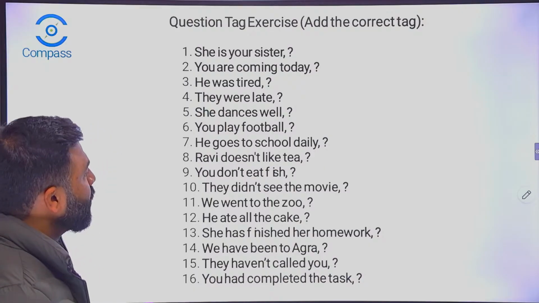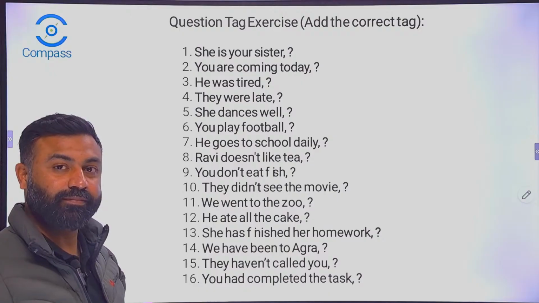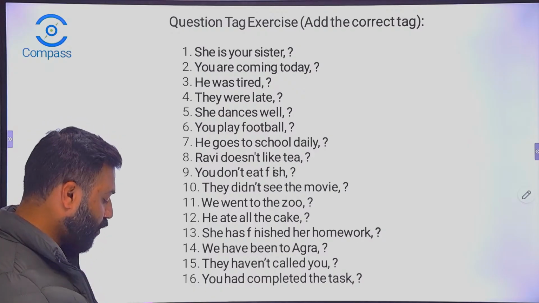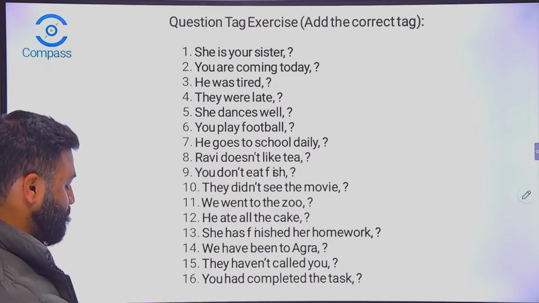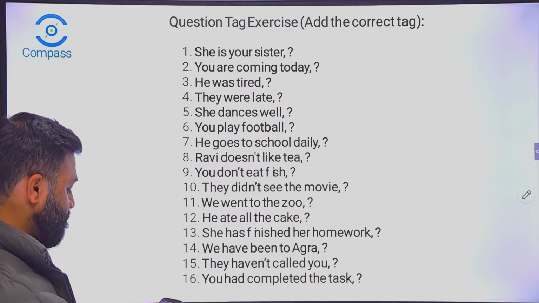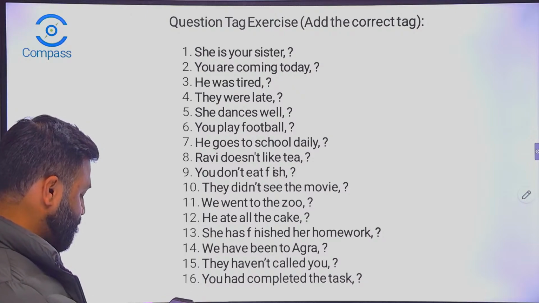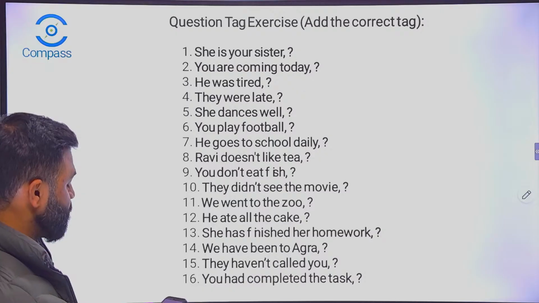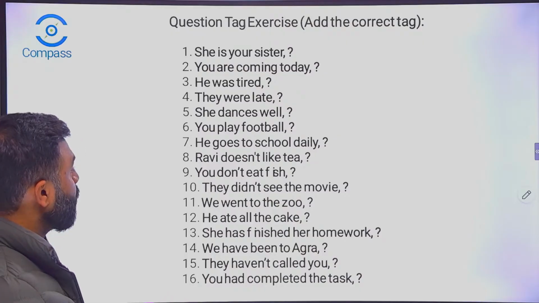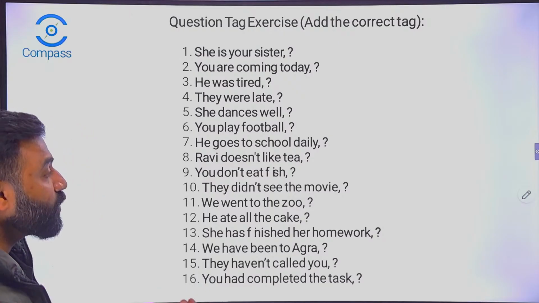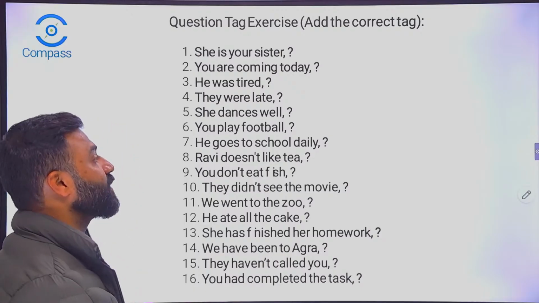All right. He goes to school daily. Come on, let's do it. He goes to school daily. So he goes to school daily. I haven't got any answer from you people. So he goes to school daily, doesn't he? That's the right answer. Doesn't he?